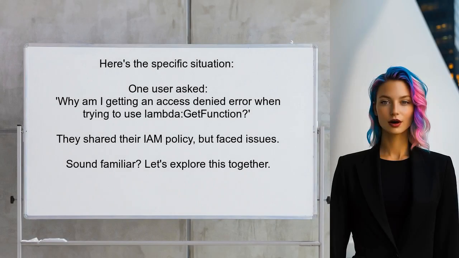Let's dive into the specific situation at hand. One user recently asked, "Why am I getting an access denied error when trying to use lambda:GetFunction?" They shared their IAM policy, which seemed correct, but they were still facing issues. Sound familiar? Let's explore this together.